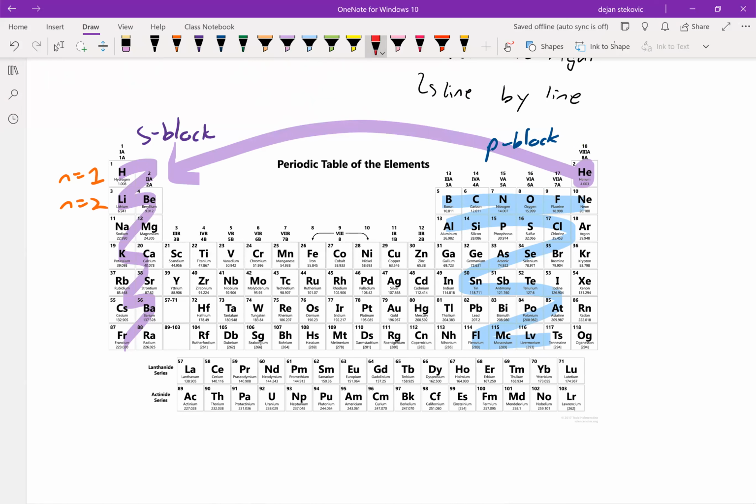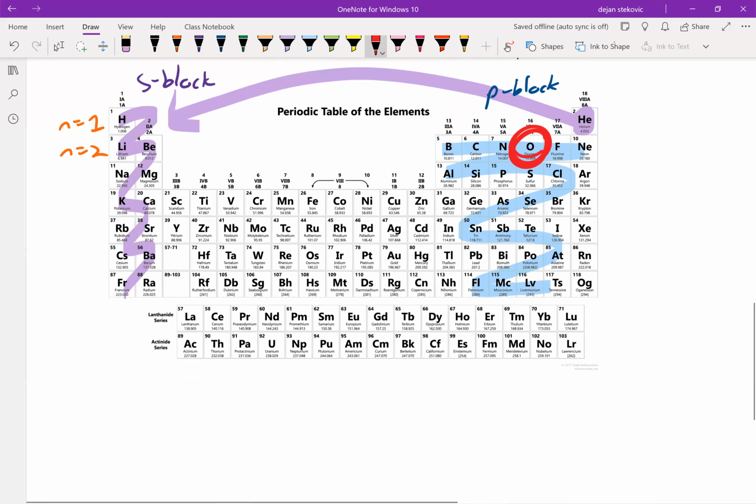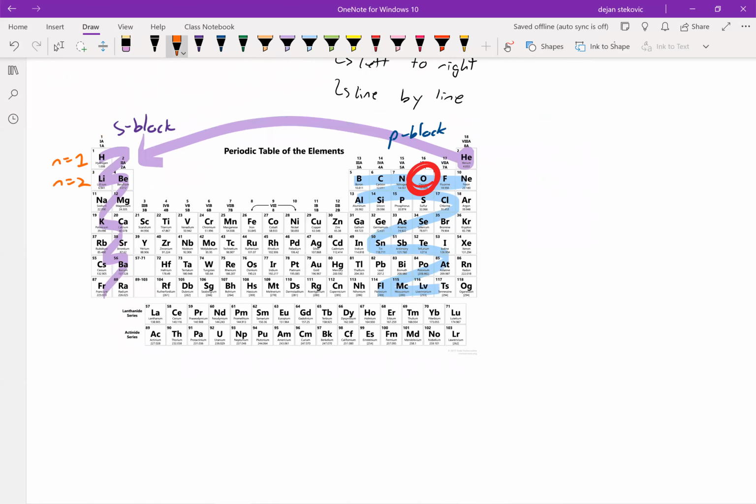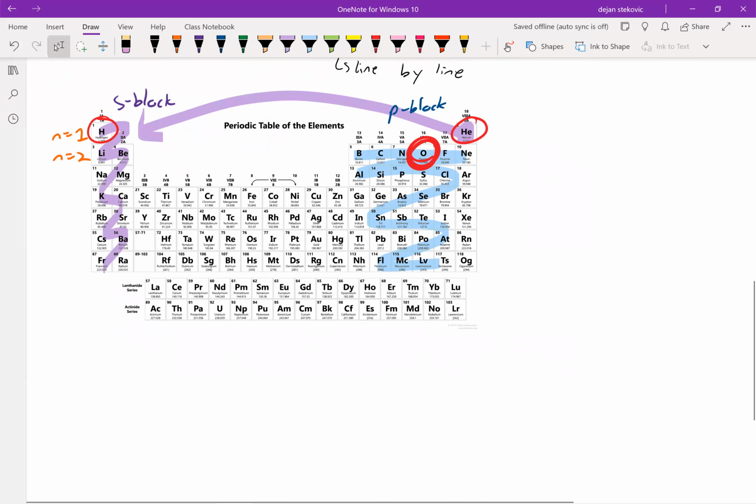And so if we think about oxygen again, right, let's redo oxygen. So oxygen's right over here, and we're going to figure it out, right? So we're just going to read the periodic table like a book, left to right, line by line. So here we've got n equals 1, and we've got two spots already filled. So we'll call that 1s2.